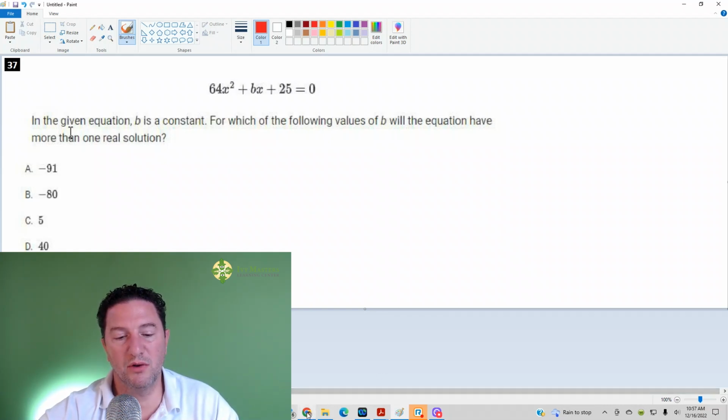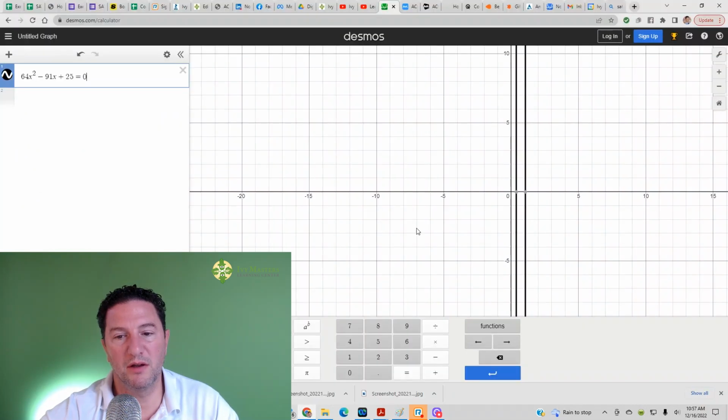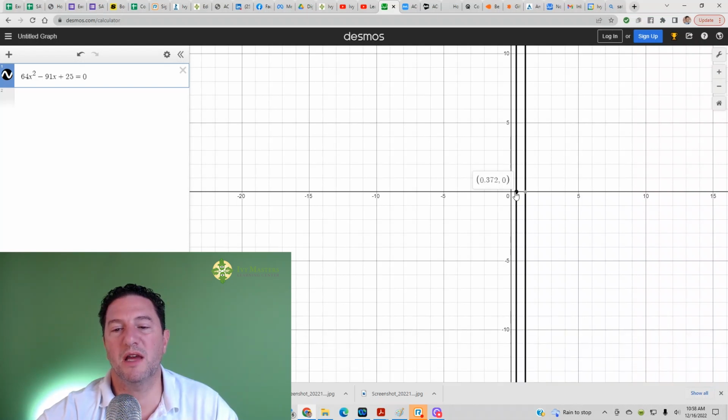First of all, you have to understand that when it asks how many solutions, it's asking how many times the graph crosses the x-axis. Here you can see that right here it crosses the x-axis, and right here it also crosses the x-axis, where y is 0. So it looks like 64x squared minus 91x plus 25 is going to be your answer.